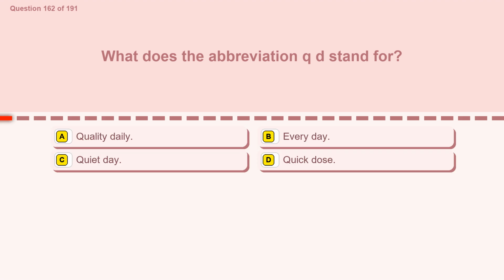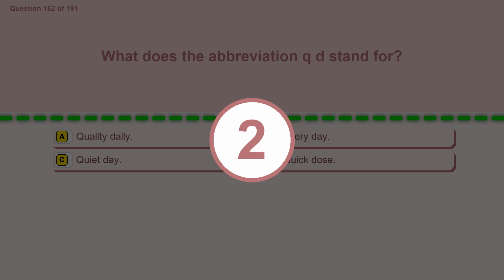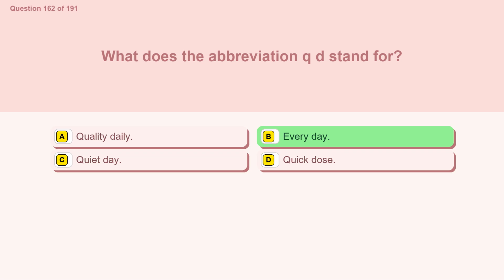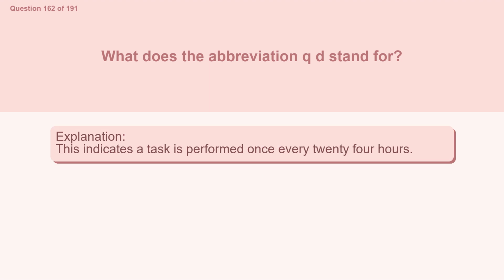Question 162. What does the abbreviation QD stand for? Option A, equality daily. Option B, every day. Option C, quiet day. Option D, quick dose. The correct answer is option B, every day. This indicates a task is performed once every 24 hours.